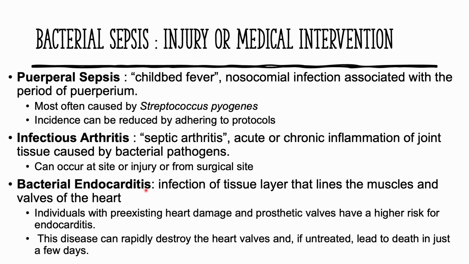This is infection of the tissue layer that lines the muscles and valves of your heart. People with pre-existing heart damage or people that have prosthetic valves in their heart are at higher risk for developing endocarditis because your heart is already dealing with other things. The immune system is already very aware that there is something foreign there. These diseases can be really rapid. It can destroy heart valves if left untreated and can lead to death in just a few days. At other times, this can take years to develop.